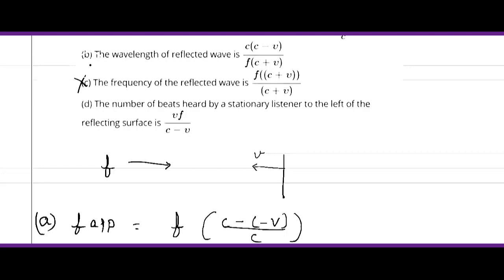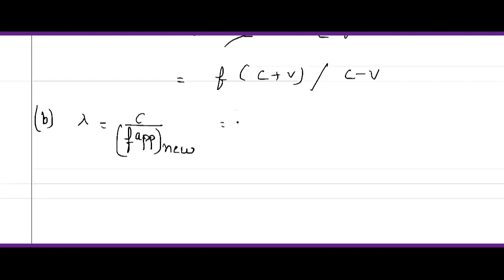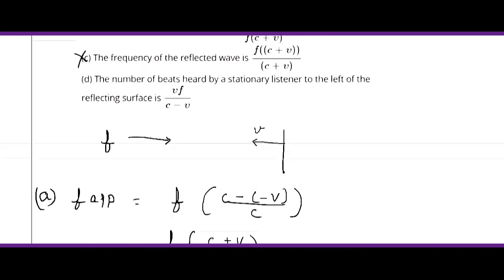Now come to the B part, the wavelength of the reflected wave. Come to part B, the wavelength of the reflected waves, that is lambda. Lambda is equal to c divided by the new F apparent. So which is equal to c into c minus v divided by F into c plus v, right? So this is the value of lambda.